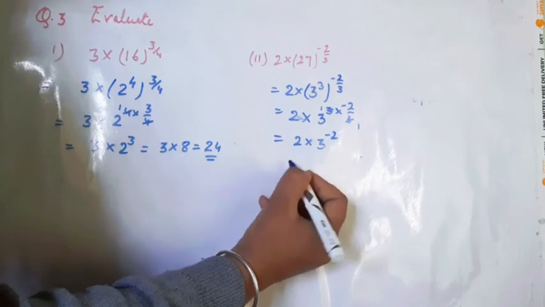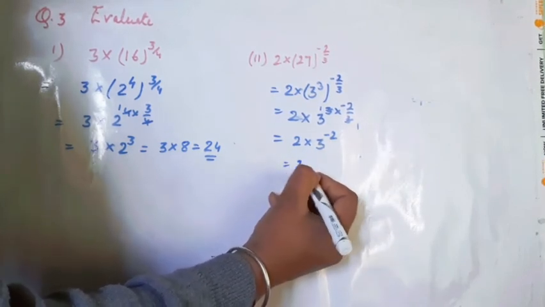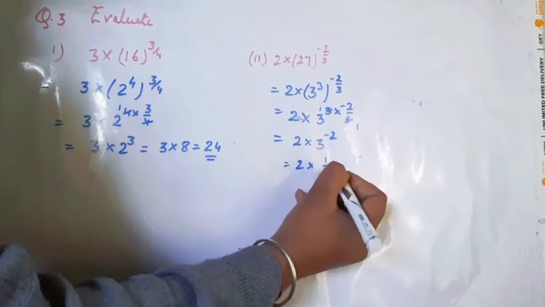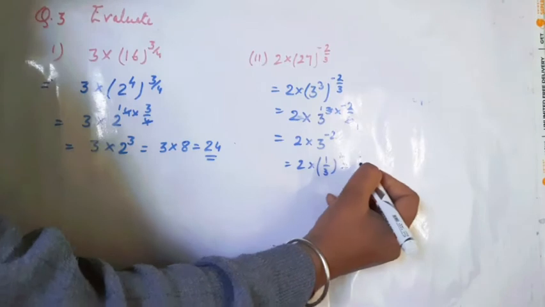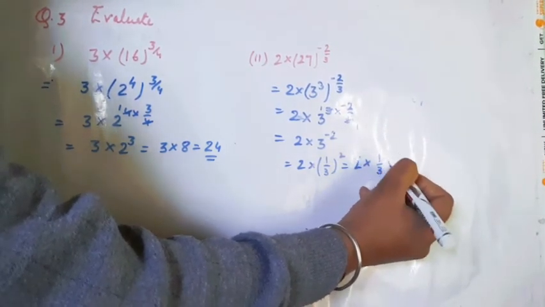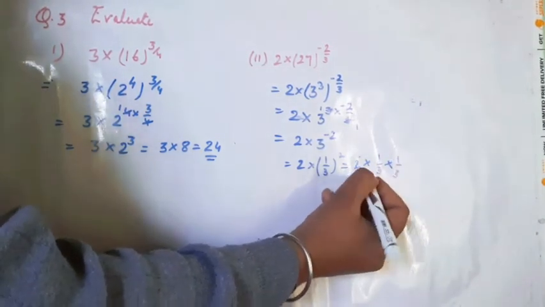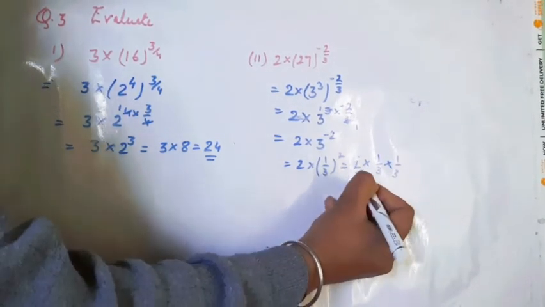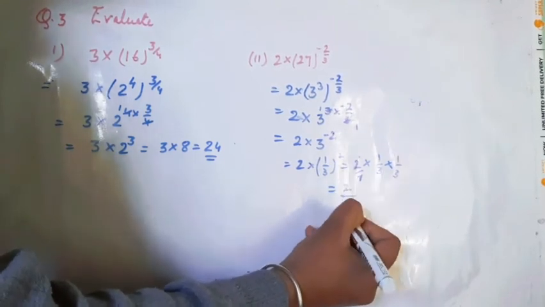Now power is negative. To make it positive, take the reciprocal of base. So 2 multiplied by (1 upon 3) raised to power 2 which will be equals to 2 multiplied by 1 upon 3 multiplied by 1 upon 3. So 2 ones are 2, ones are 2 again. So this will be equals to 2 upon 3 threes are 9.